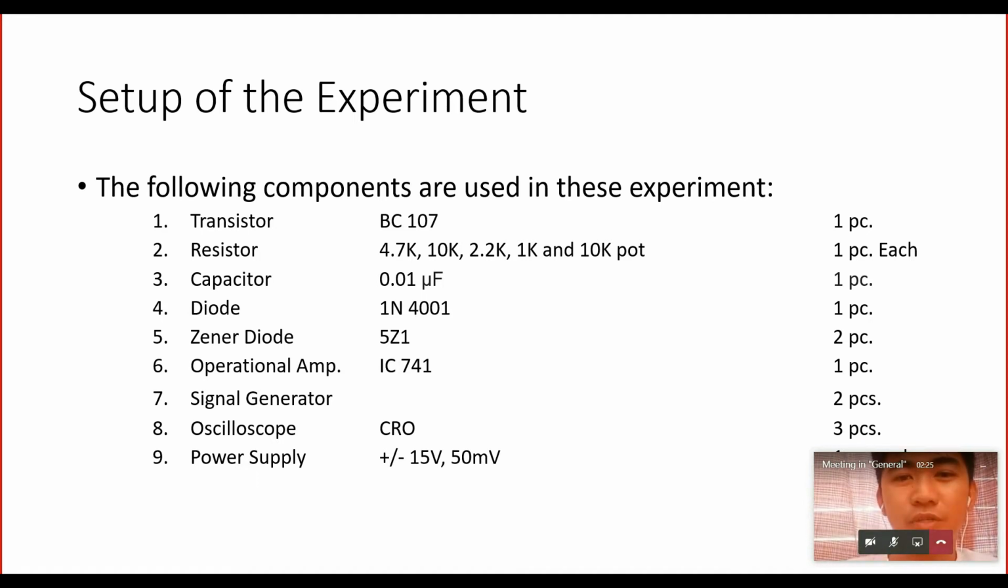The following components are used in this experiment. 1-piece transistor BC107, 1-piece each resistor 4.7K, 10K, 2.2K, 1K, and 10K pot. 1-piece capacitor 0.01 microfarad, 1-piece diode 1N4001, 2 pieces Zener diode 5Z1, 1-piece operational amplifier IC741, 2-piece signal generator, and 3 pieces oscilloscope CRO. Then 1-piece power supply, positive and negative 15 volts, 50 millivolts.